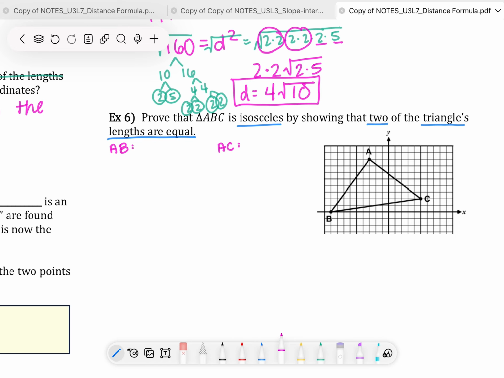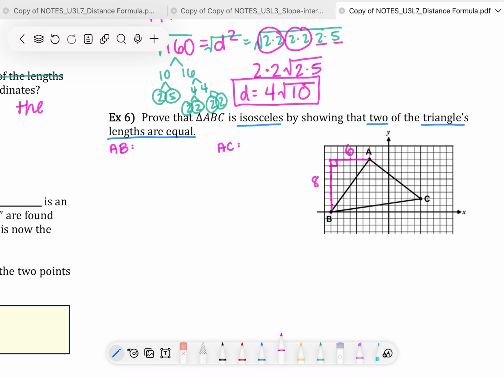Okay, so to find AB, we can write down the coordinates and use the distance formula. Or we can just draw a triangle. I'm just going to go ahead and draw a triangle for the sake of this one, since we have the picture. And this triangle is a right triangle. The height is 1, 2, 3, 4, 5, 6, 7, 8 units. And the width is 1, 2, 3, 4, 5, 6 units.